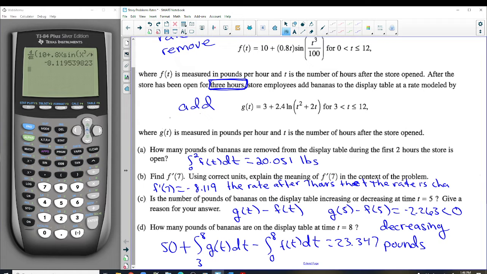At this time, I assume you know how to do an integral on your calculator, and you do.